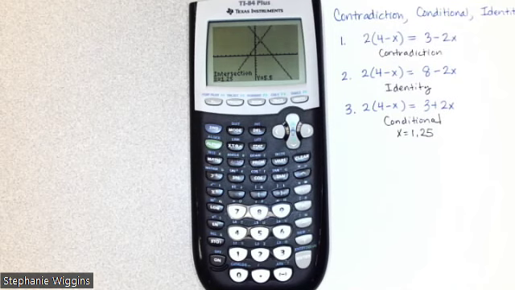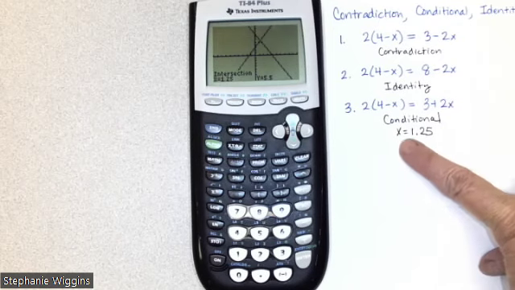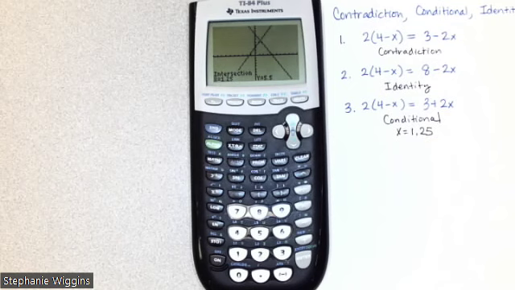So the 1.25 is the answer that we're looking for because that is the x value. We're solving for x. The y's just represent what the function value is, but we're solving for x. And so we get that x equals 1.25. And that's how you do these linear equations with a graphing calculator.